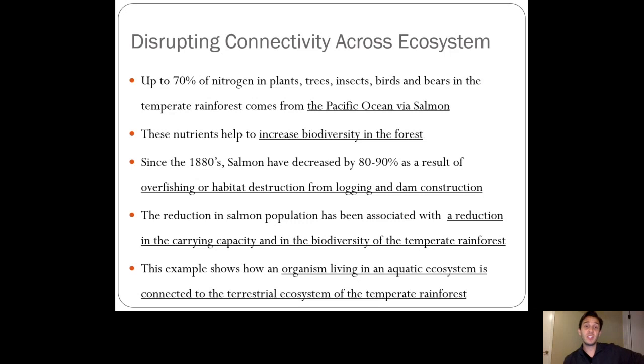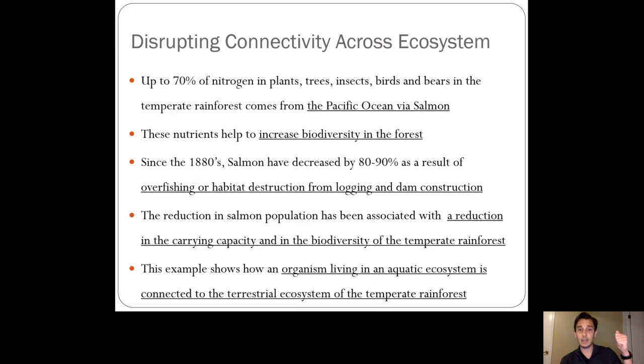Okay, up to 70% of the nitrogen in plants, trees, insects, birds, and bears in the temperate rainforest comes from the Pacific Ocean via salmon. Take that in, 70% of the nitrogen in all of these organisms living in that temperate rainforest on the west coast comes from this process of bears catching salmon and then leaving their remains to be decayed, okay? And of course, the more nutrients, the more biodiversity. The more nutrients there are, the more things that can live. And so you have a ton of species that grow, okay?